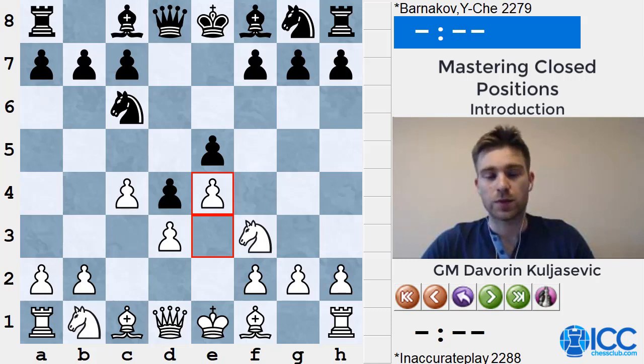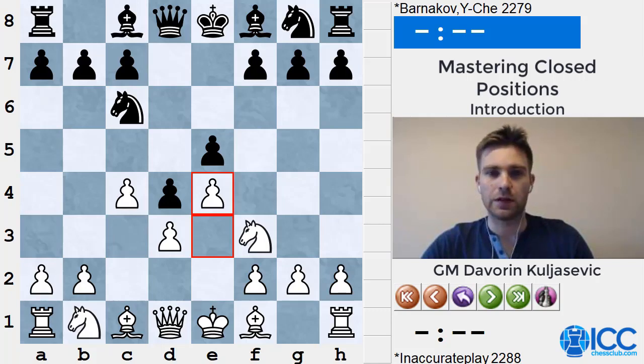Sometimes the positions will remain closed for a very long time. Let's say that black plays f5, white doesn't respond, black goes f4, and then the typical pawn storm on the king side, g5, g4, and so on. Okay, that's another type of position that can arise.